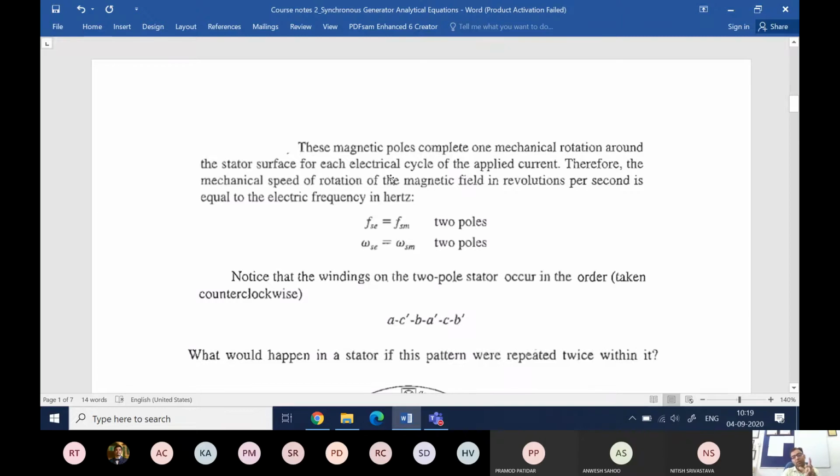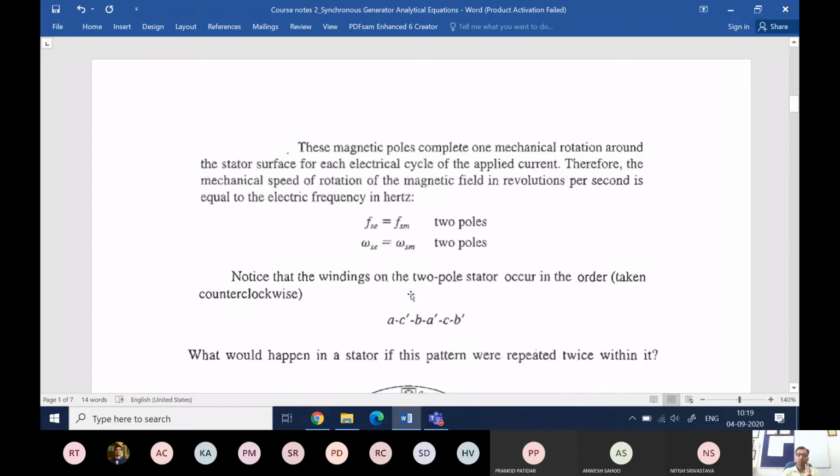As the mechanical rotation completes one cycle, in the same way the voltage generated in the stator winding also completes one full electrical cycle. So in this case, the mechanical speed of rotation is the same as the electrical speed of rotation. So that's why here we can say, this FSE is nothing but the electrical frequency in hertz, and FSM is the mechanical speed in radians per second. So these are exactly the same.